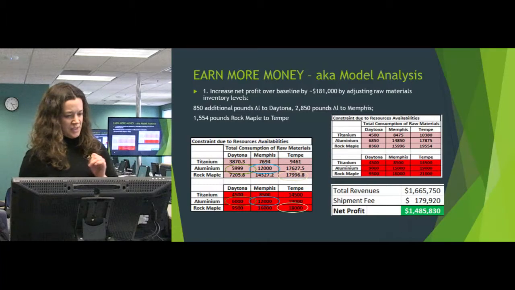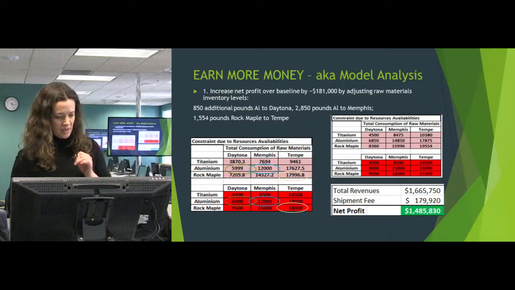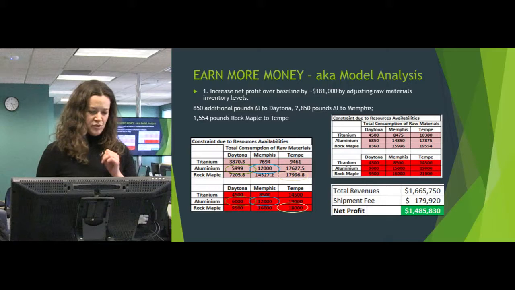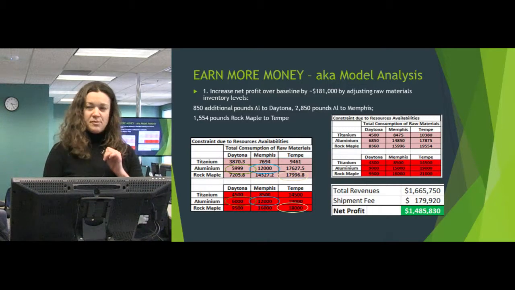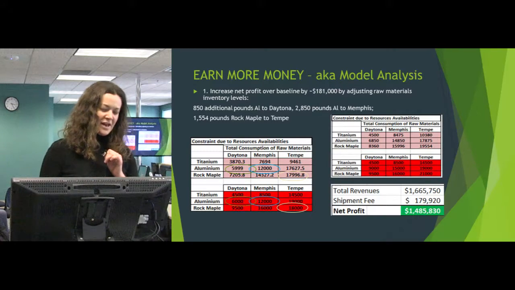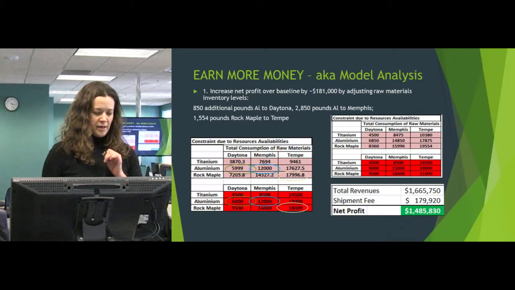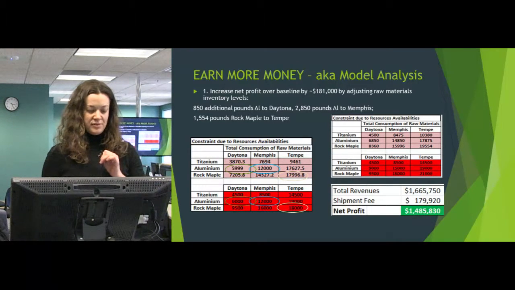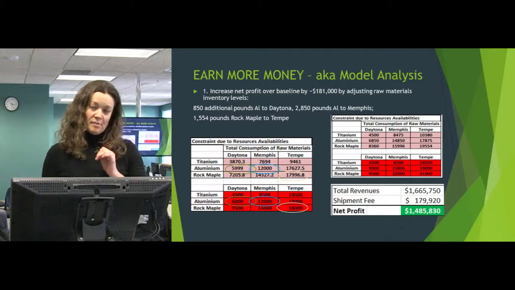So again, this is just a little more detail on the first analysis, that we can increase our net profit by approximately $181,000. And the way that we looked at that is we said, what are our constraints to resource availabilities currently? And you can see in Daytona, the top constraint is the left-hand side of the constraint. The bottom is the right-hand side of the constraint. So for example, in Daytona, we used 5,999 pounds of aluminum, and we had 6,000 pounds.